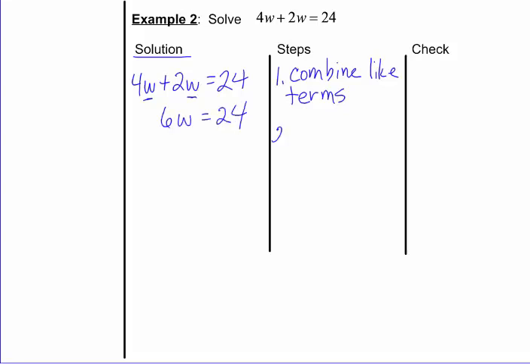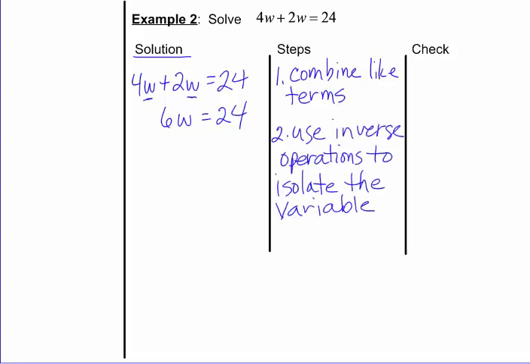Now we're going to use inverse operations. Now that we have only one variable in the problem, we're going to use inverse operations to isolate the variable. The inverse operation we're going to use here is divide both sides by 6. The reason is that 6w means 6 times w, and the opposite of times is divide. So divide by 6, divide by 6. 6 over 6 is 1, so that's 1w equals 24 divided by 6, which is 4.